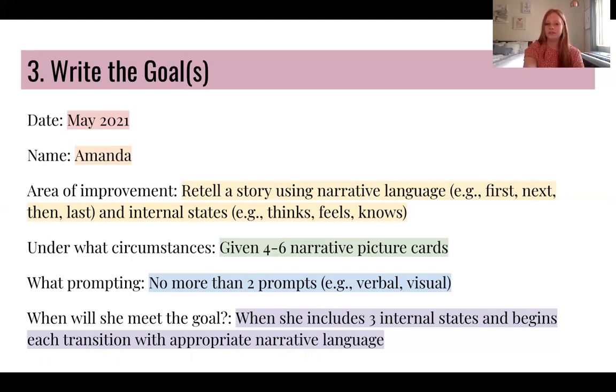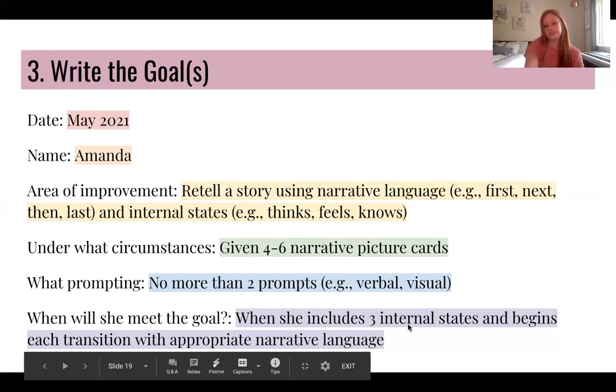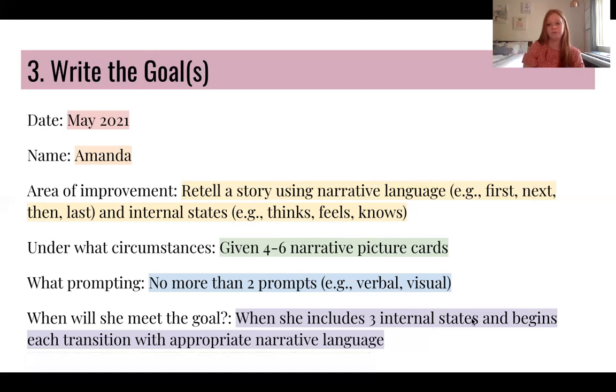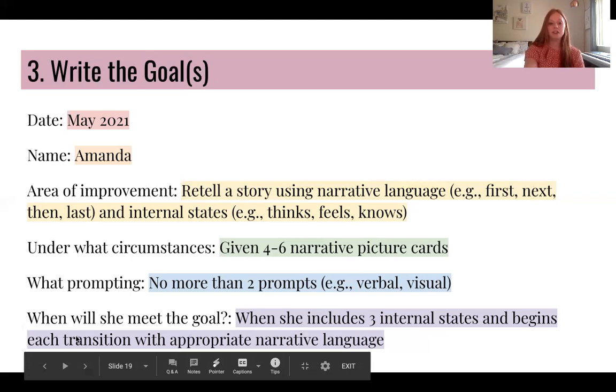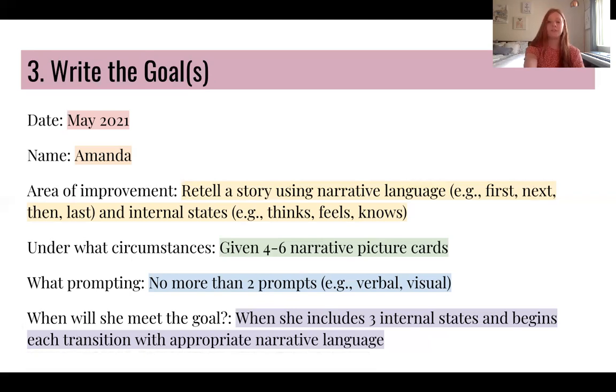And then meeting the goals, again, that's just kind of arbitrary, right? When she includes 3 internal states, that could be 4. When she begins each transition with appropriate narrative language, instead of that you could say begins at least 80% of all transitions with appropriate language. So here, this is implying that 100% of her transitions have to have a narrative word attached to it, like first, next, then, last.